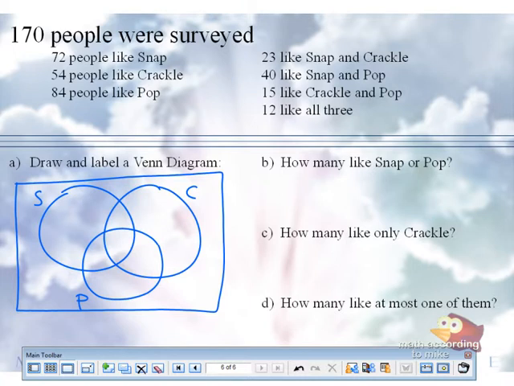You always want to start, if you're able to, with the innermost intersection. In this case, the very last line there, 12 like all 3. 12 will go in the intersection of all 3 circles, which is where? In the middle. This guy right here. So this is 12. Depending on the problem, you may have to jump around a bit.